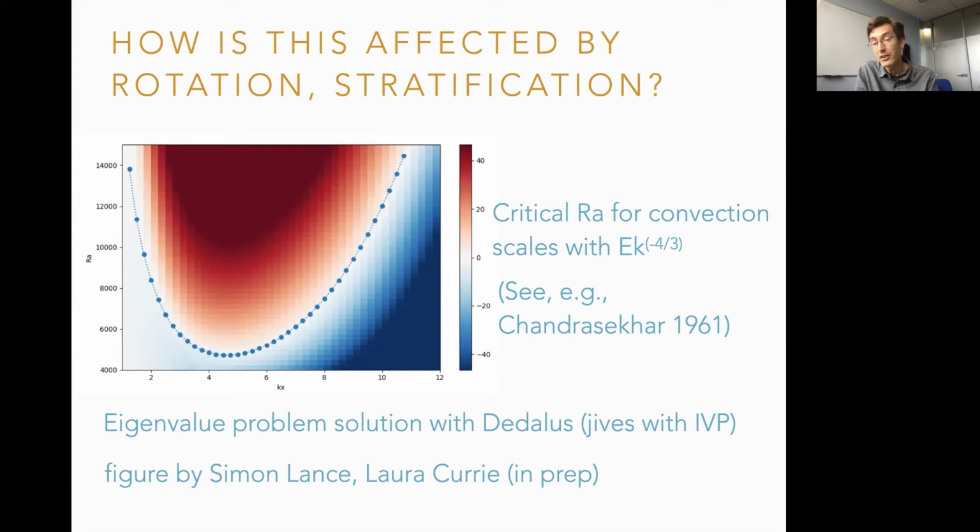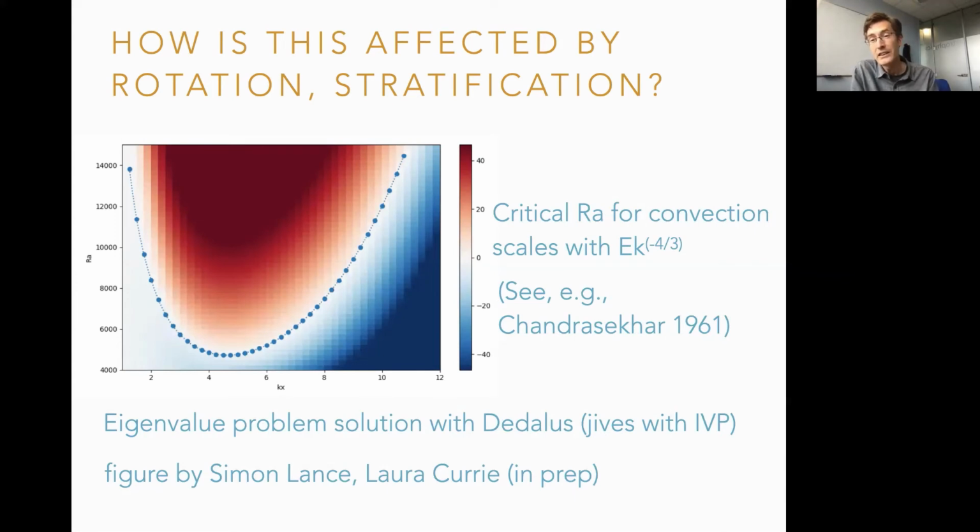This solution is done with Daedalus. I'll talk more about Daedalus in a few minutes, but many of you know it already. This was some work that Simon Lance and Laura Curry and I have been doing in it. We're not interested in critical Rayleigh numbers, really. We're looking at dissipation in rotating convection, but we needed to know the critical Rayleigh numbers for problems that had rotation and stratification and all the rest of it. So you can figure out where you have positive growing modes.